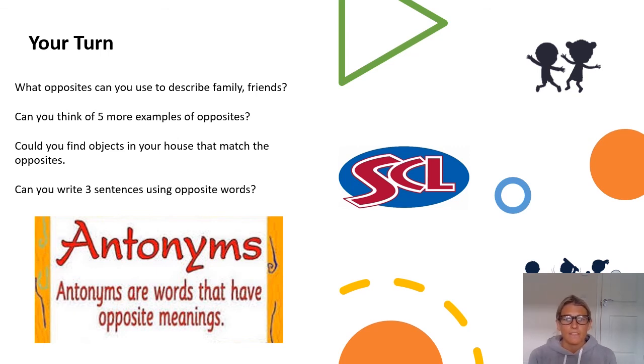Then the last bit we did was the sentences. What I want you to have a go at is writing your own 3 sentences using opposite words. So, the cat jumped on a really tall fence. You've used the word tall and the opposite would be small. Good, well done. So, that's what I want you to have a go at.